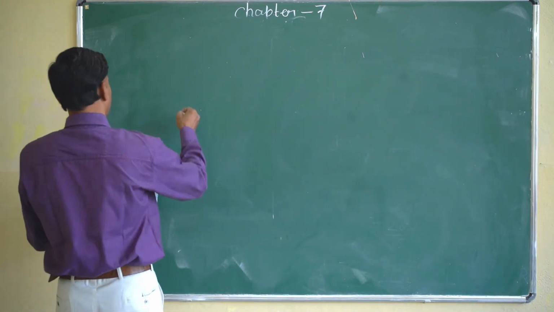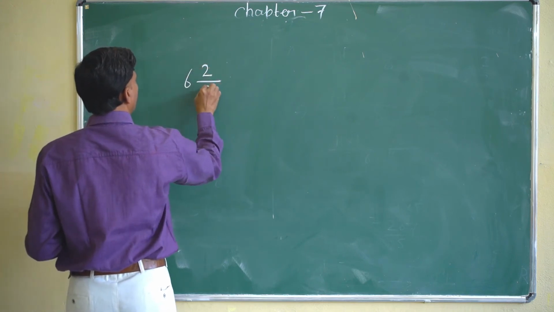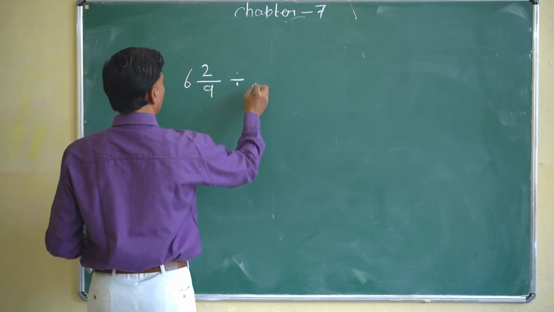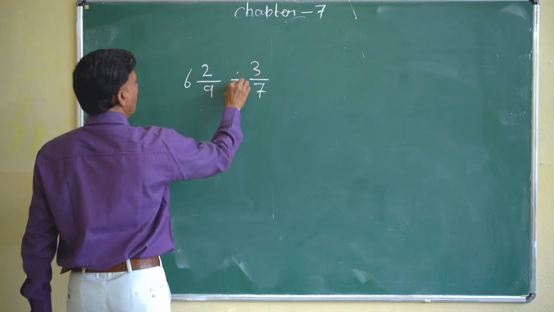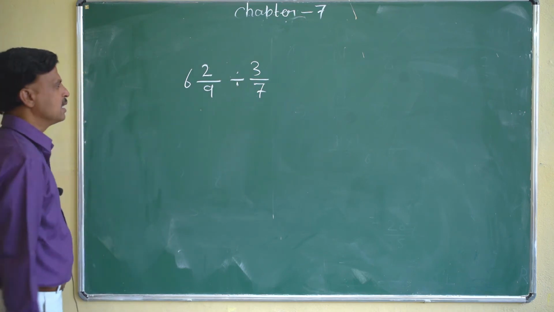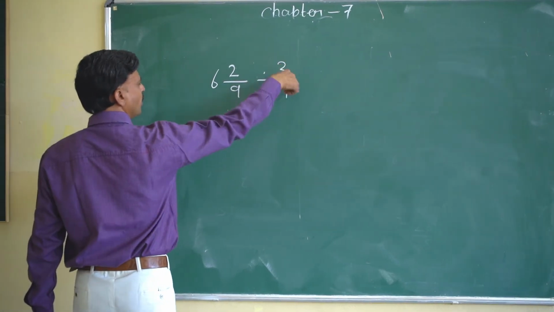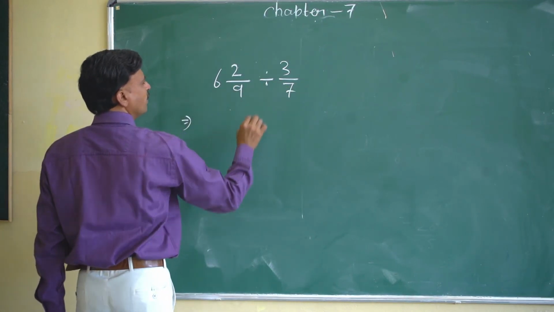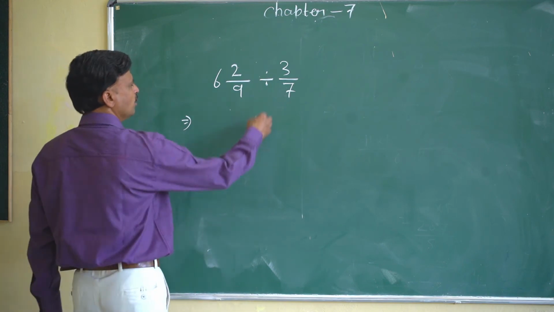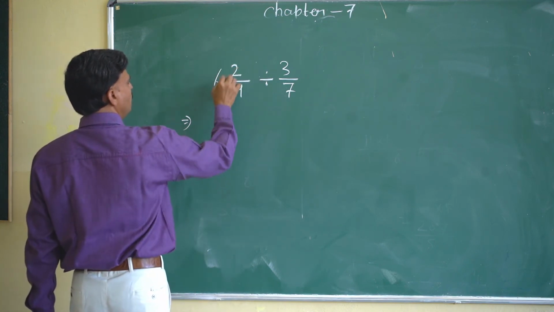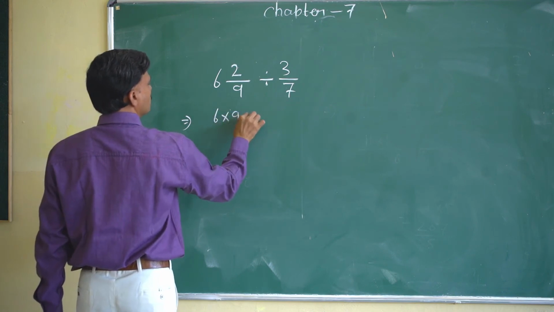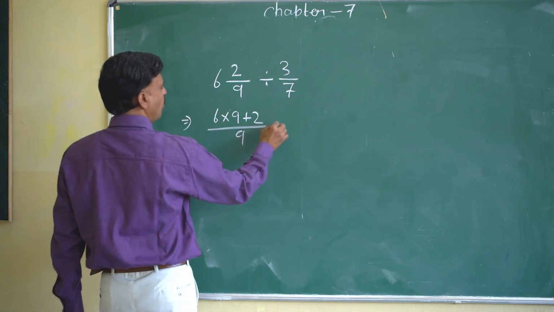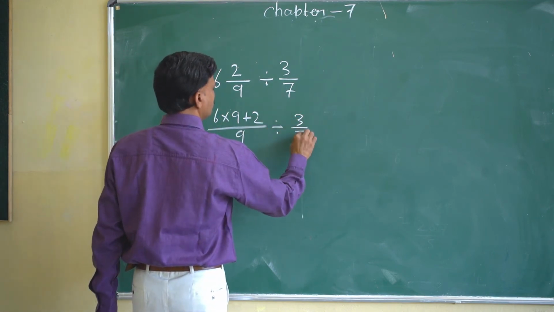Suppose the question is 6 whole number 2 by 9 divided by 3 by 7, suppose. Okay, I am taking this value from my home. Instead of taking it from the given book, I am taking another number. So this is a fraction divided by a fraction. First we'll convert 6 into (6 into 9 plus 2) upon 9, from mixed to improper, divided by 3 by 7.